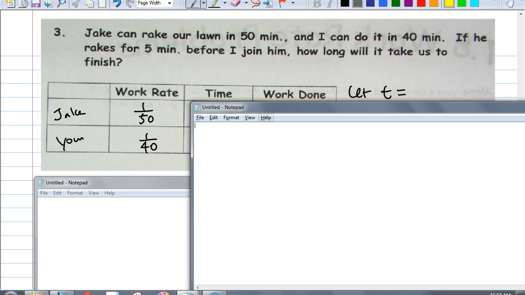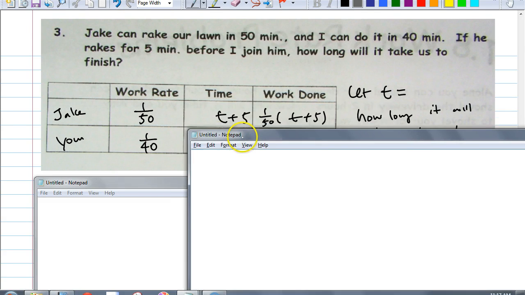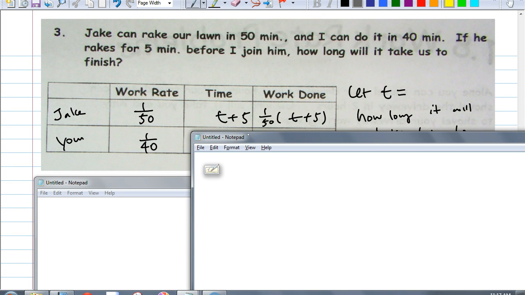So for time for Jake, what's the time for Jake? How about, yes, Judy? That's correct. So I wrote t plus 5, isn't that right? Same thing. So it's going to be work rate times time gives you the work done. What about time for you? How much have you worked? Okay, Sophia? What is the time for yourself? Is it t minus 5?